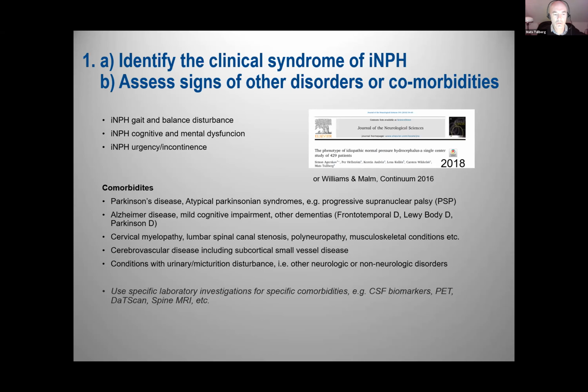And here we can use specific laboratory investigations directed at specific comorbidities. For instance, CSF biomarkers for Alzheimer's disease, which is quite stable as a method now. We have other methods that you can see. I have 2 publications you can look at if you want to dig further into the clinical syndrome of INPH.